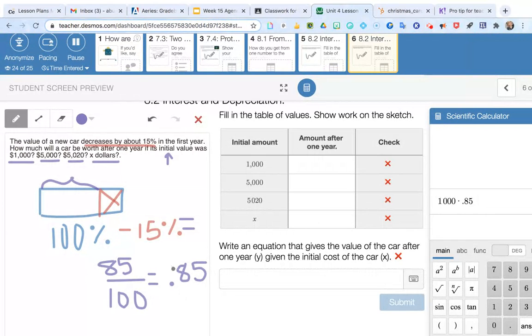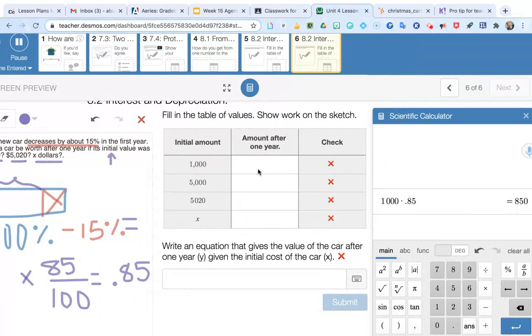All right, now I'm ready to multiply. So I'm going to multiply each of my initial amounts by 0.85. So you should do 1,000 by 0.85, 5,000 times 0.85. So this is my K, this is my multiplier. So 1,000 times 0.85, 5,000 times 0.85, 5,020 times 0.85. X times 0.85. So you can write it as 0.85 times X or just 0.85X. The number usually goes in the front, but the order really doesn't matter. If you put it in the front, you'll notice you get it correct as well. So I'm just multiplying 0.85 by the initial amount.